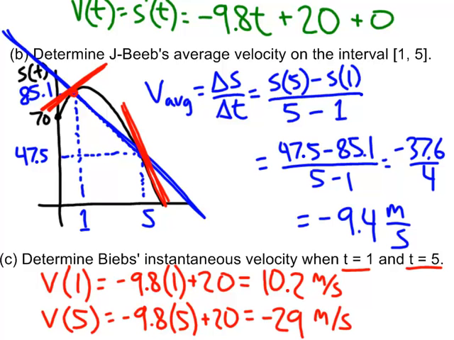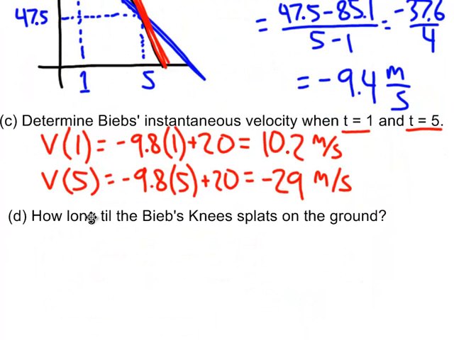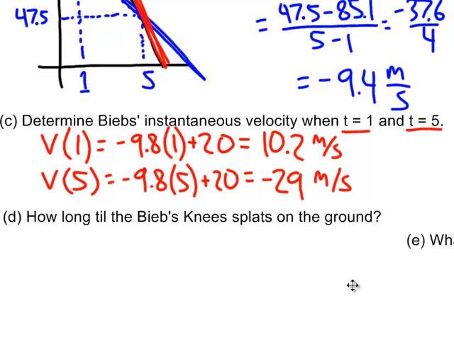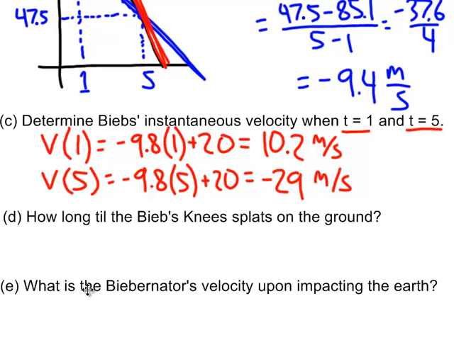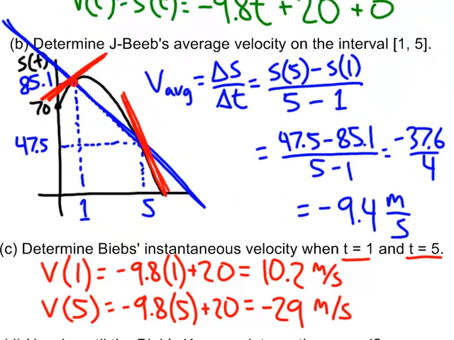All right, we are now asked how long till the Beebe's knees splats on the ground, and finally part E, what is his velocity at that time when he does impact the Earth? So let's go back up just a little bit here, and where are we looking on the graph now? Let me get rid of some of these slopes here.